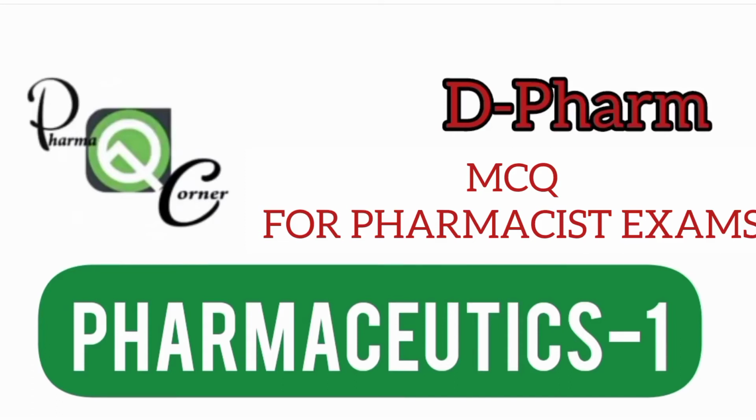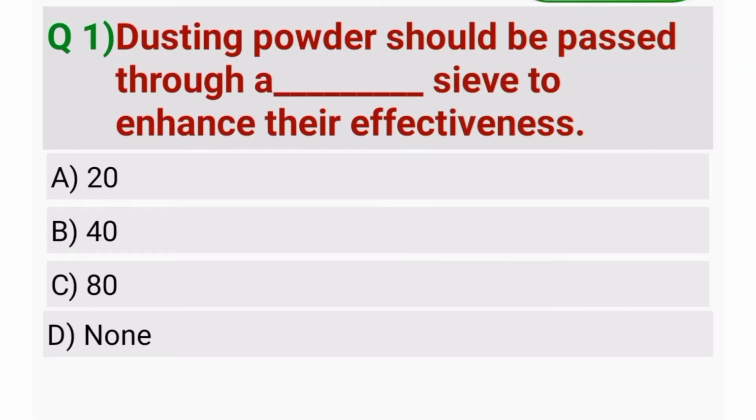So today we are going to discuss some important questions related to Pharmaceutics 1. So let's start. Question number 1. Dusting powder should be passed through dash sieve to enhance their effectiveness. Here the options are 20, 40, 80 and none. Here the answer is none.